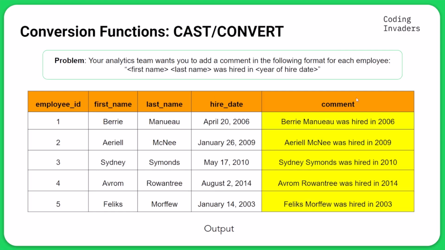So we want to create this comment column, and the first name, for example, for the first employee is Barry Manu, was hired in. If we want to extract the year, which is 2006. So like this, Barry Manu was hired in 2006. Similarly, we want to do this for each of the rows. Now let's see the code in action on Metabase, how we will achieve this.